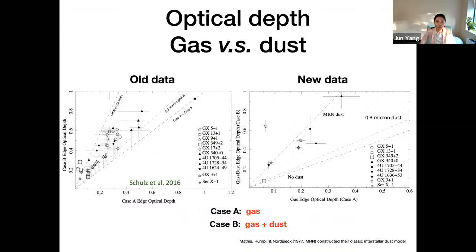Here we have put the sources' optical depths together, the gas plus dust edge optical depth as a function of the gas edge optical depth. On the left, it's all data. We can see the scattering due to different modes of the data from different instruments. On the right, we can see most of the sources trend aligned with the MRN standard dust distribution. There are some exceptions. For example, GX 5-1, the gas plus dust edge optical depth is 6 times the gas edge optical depth.